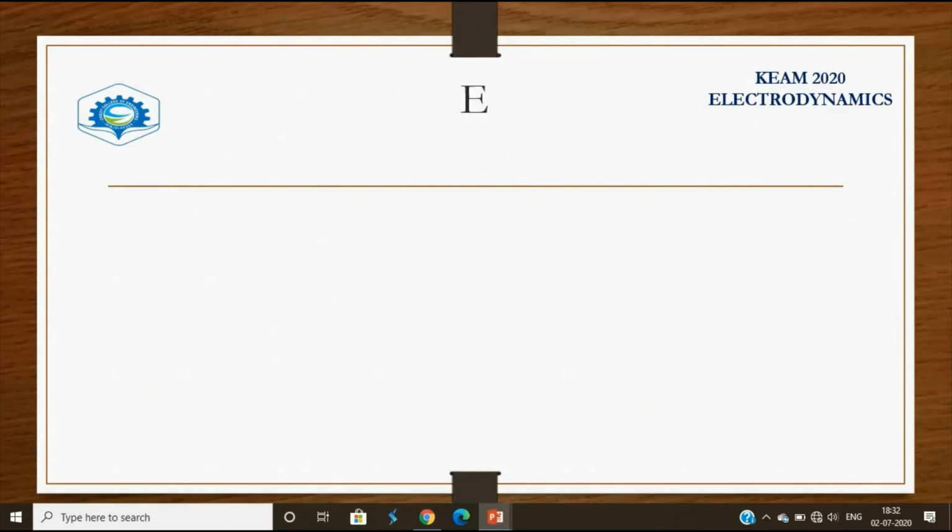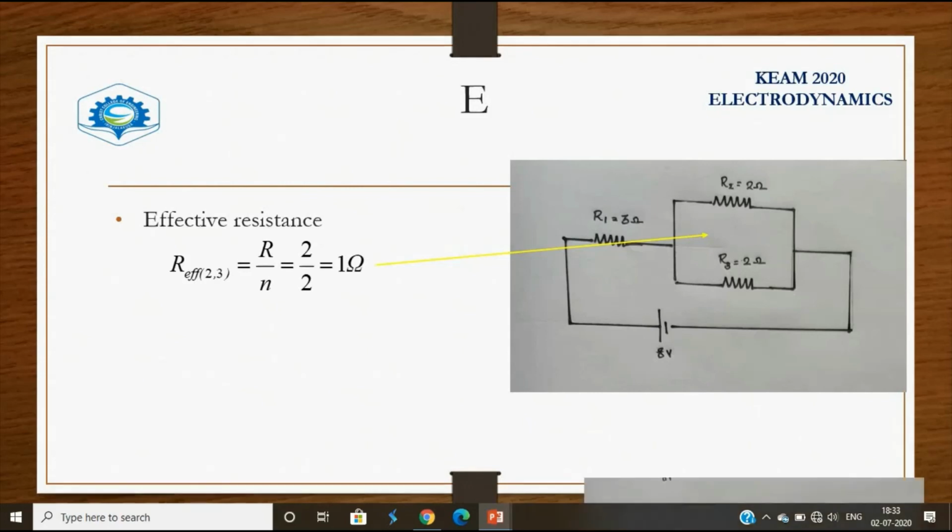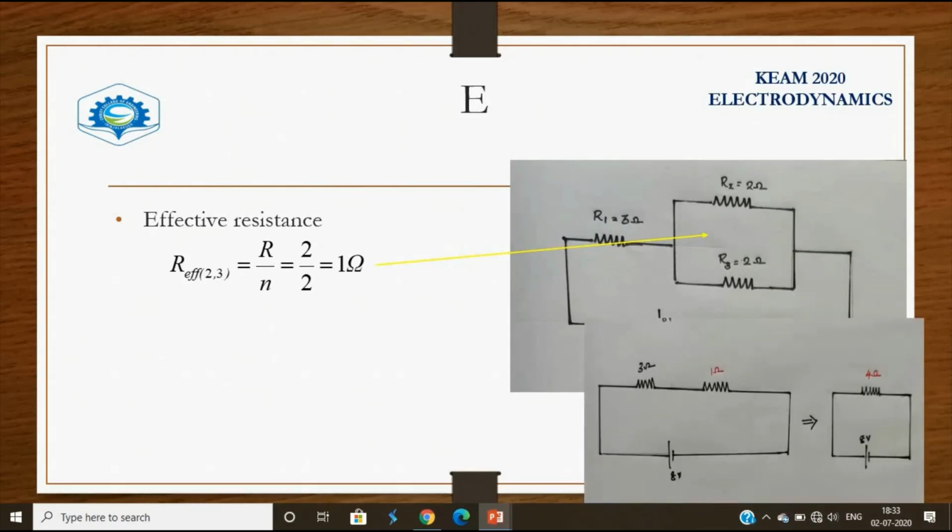The answer is E. Since R2 and R3 are connected in parallel and have equal values, both 2 ohm, we can take the effective resistance, which is equal to R by N, which is equal to 2 by 2, which is equal to 1 ohm. That is, the effective resistance is 1 ohm in that parallel case. Now the circuit becomes 2 resistors, 3 ohm and 1 ohm, connected in series. The equivalent circuit is also given here.